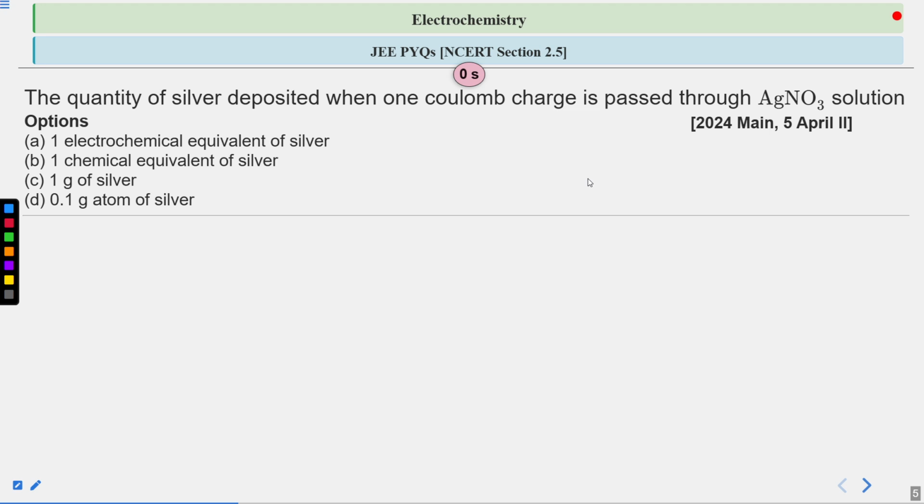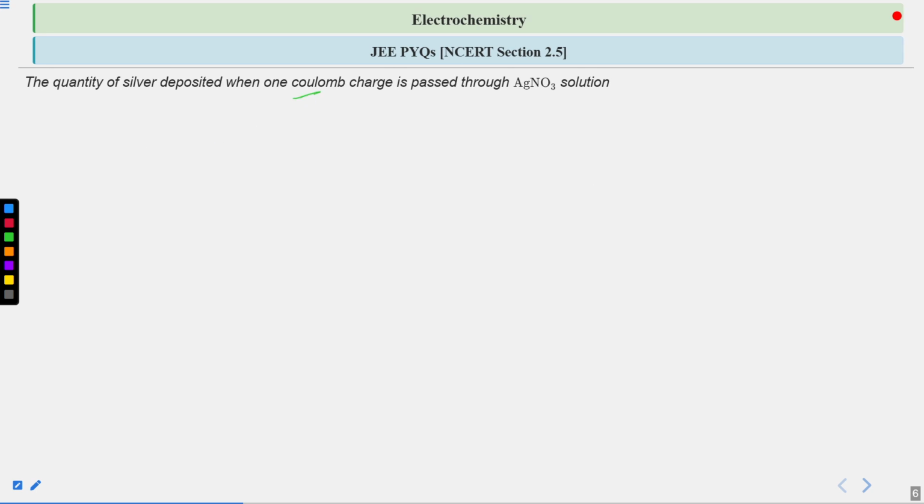Okay, so let's see. For this given question, the correct answer is option A, that is 1 electrochemical equivalent of silver. So the quantity of the silver which has deposited is equal to 1 electrochemical equivalent of silver.